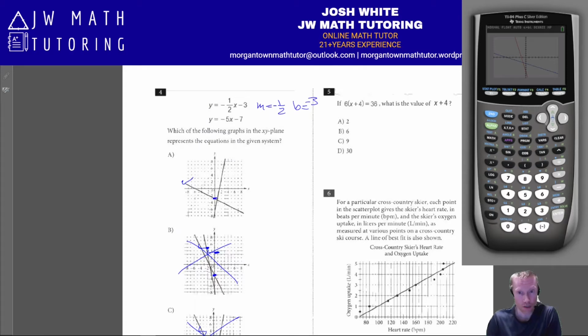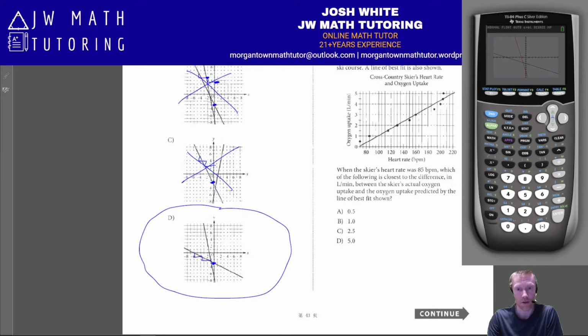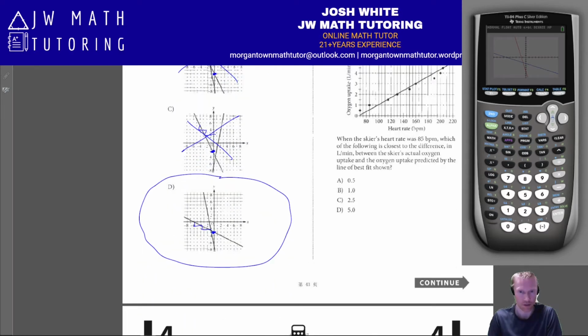Now we're looking at the second one, y equals negative 5x minus 7. Notice in A, again, this line right here has a positive slope. We don't know exactly what it is, but we know it's positive. And the point is, therefore, it cannot be negative 5. So we don't even have to count it out. We should be able to just look at this and know it's wrong because it doesn't have two lines with negative slopes. So therefore, D is the correct answer by process of elimination.